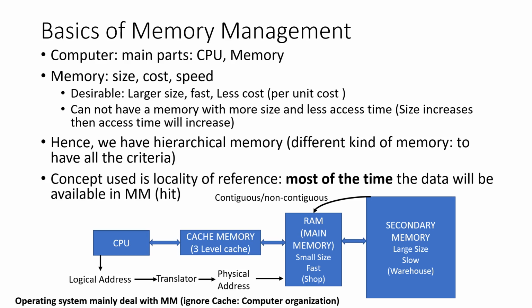In operating system, we are not going to discuss cache memory. We will just talk about CPU, main memory and secondary memory. If you learn computer organization, then you will learn everything regarding cache memory. So in short, whatever is there in the secondary memory, as and when required, we will bring the processes from secondary memory to RAM. Why? Because RAM is very fast and the time required to access RAM by the CPU will be less compared to the secondary memory.